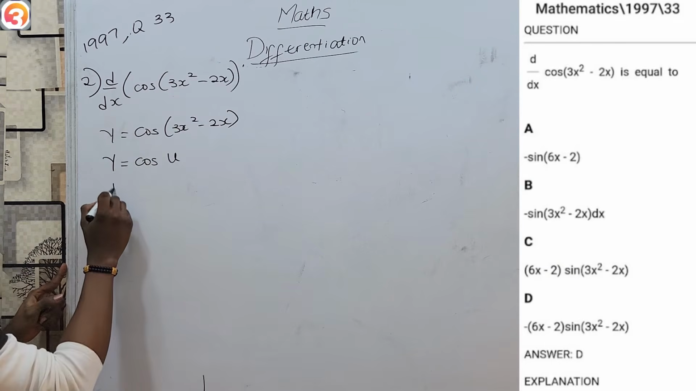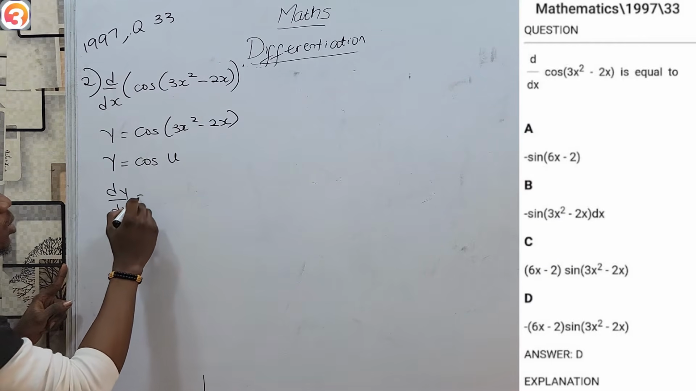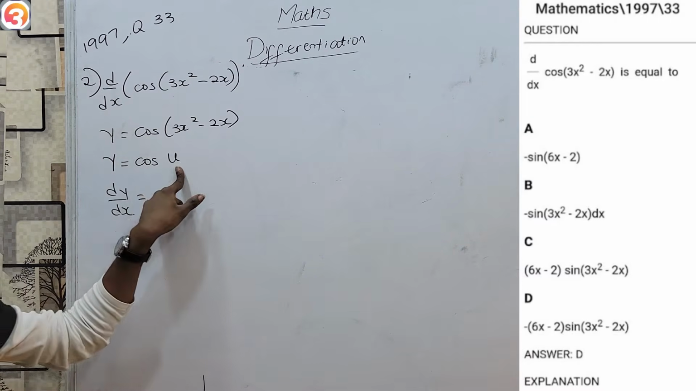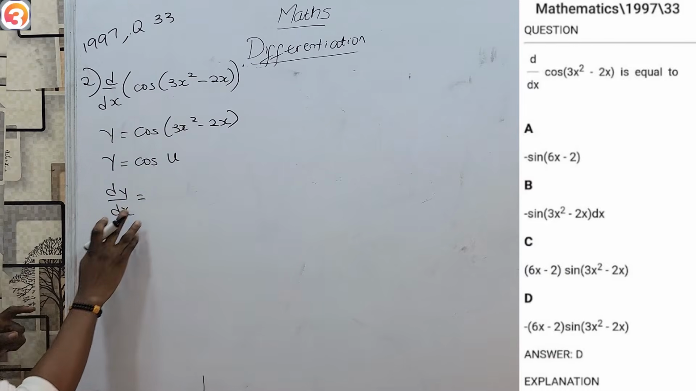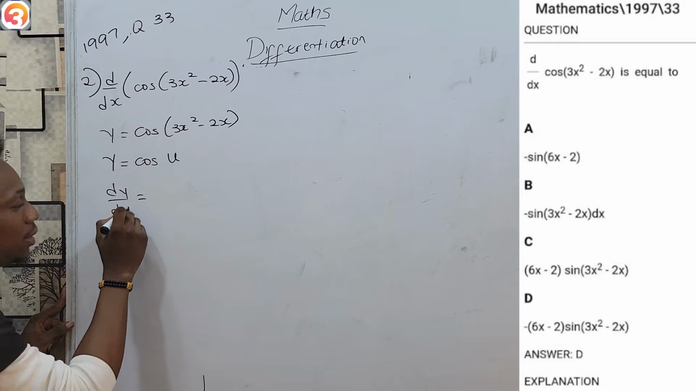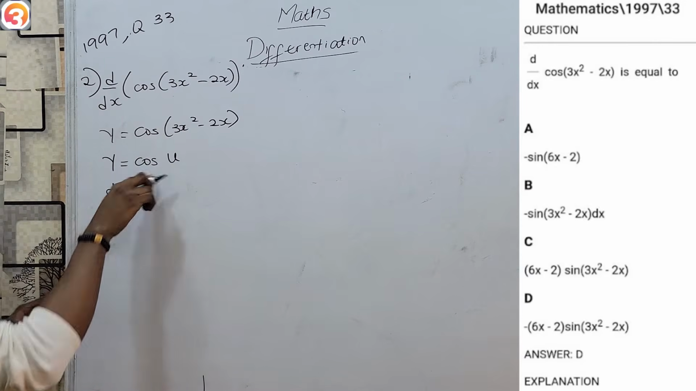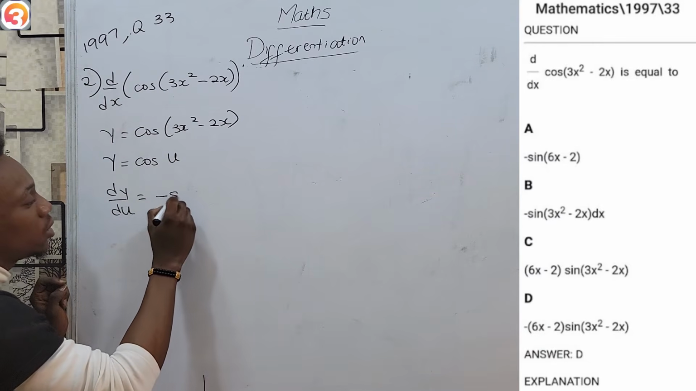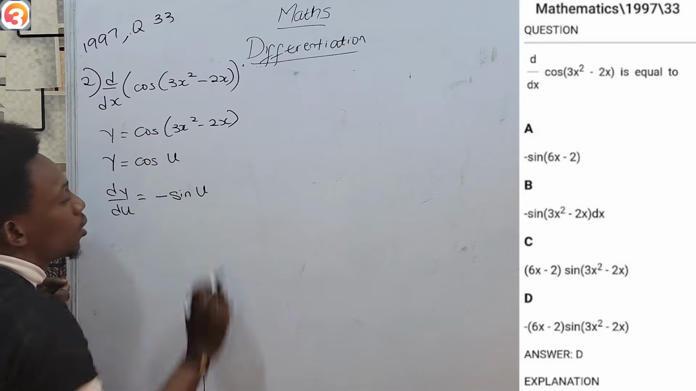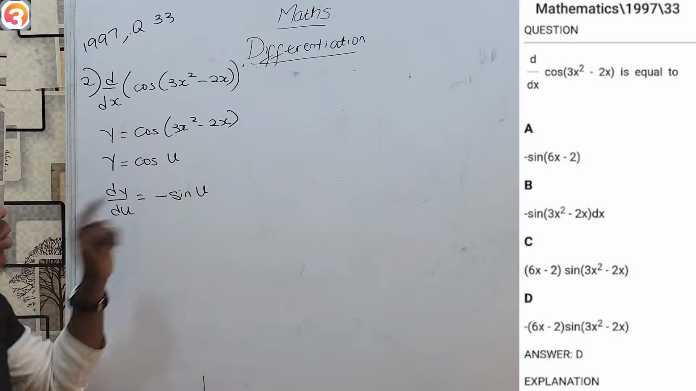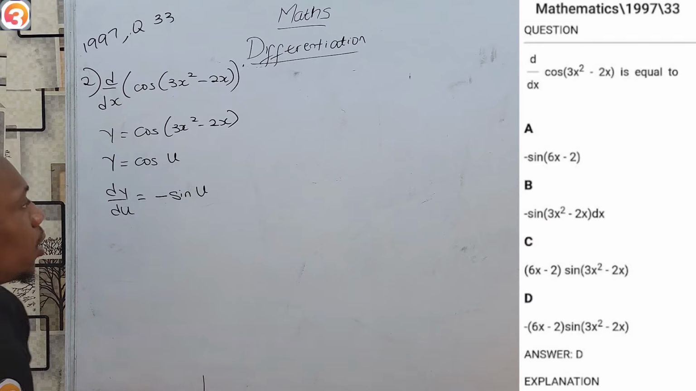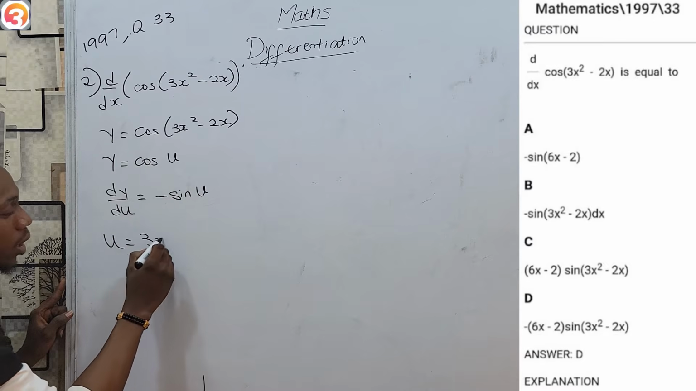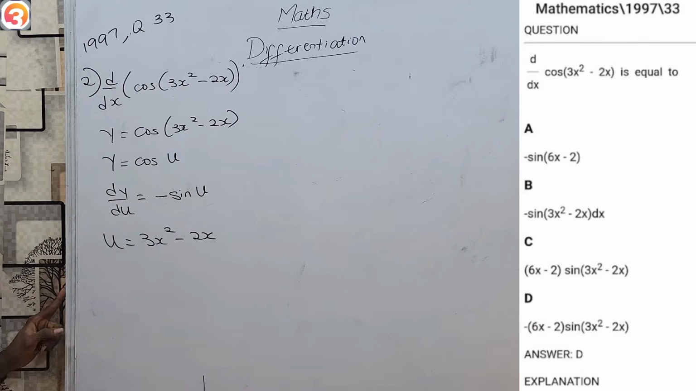And as a result, I know that dy/dx becomes, what happened? I can't find dy/dx now, can I? Because I say dy/dx, is there x in my equation again? No. Therefore, what I'm trying to find now is dy/du, because my variable is now u. The derivative of cos is always minus sine u. So dy/du is minus sine u. But can I stop here? No. I also have to remember that u, like we assumed, was equal to 3x² − 2x.